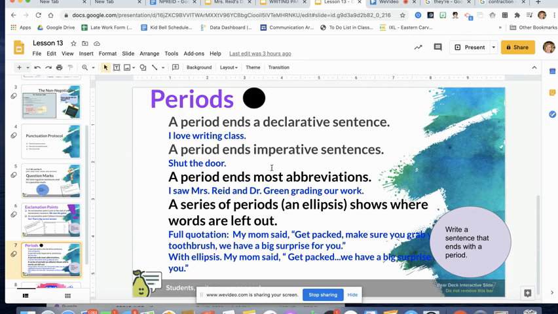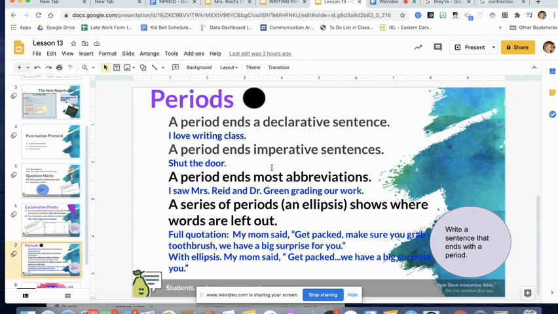And a series of periods, this is kind of one of my pet peeves when people put an ellipsis that is not three dots. It's never 5 or 4. It's 3. It's never 5, 6, or 7. It's 3. An ellipsis is a series of periods, and they show where words are left out.